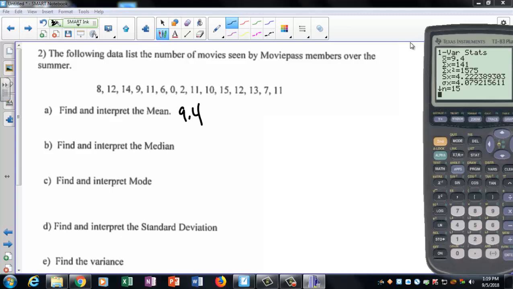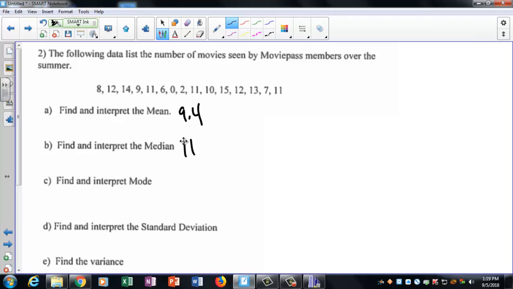Find and interpret the median. If we go down, we see the median is 11. So the median in this case is 11. How do we interpret that? 50% of the people saw less than 11 movies and 50% saw more than 11 movies.